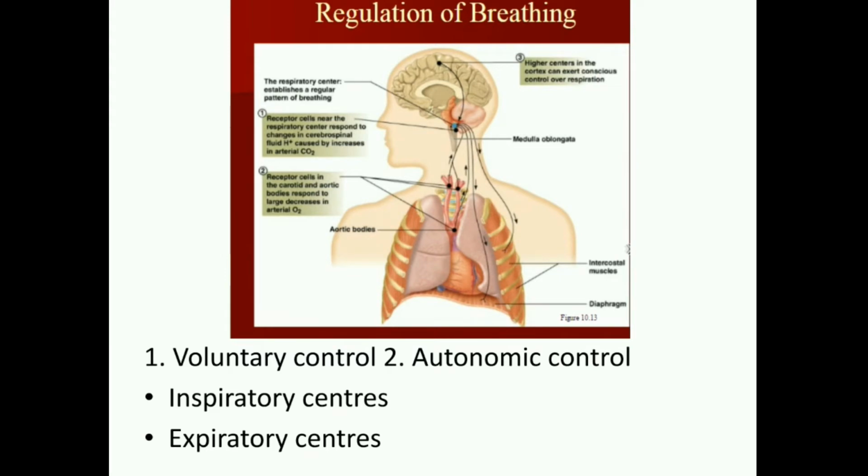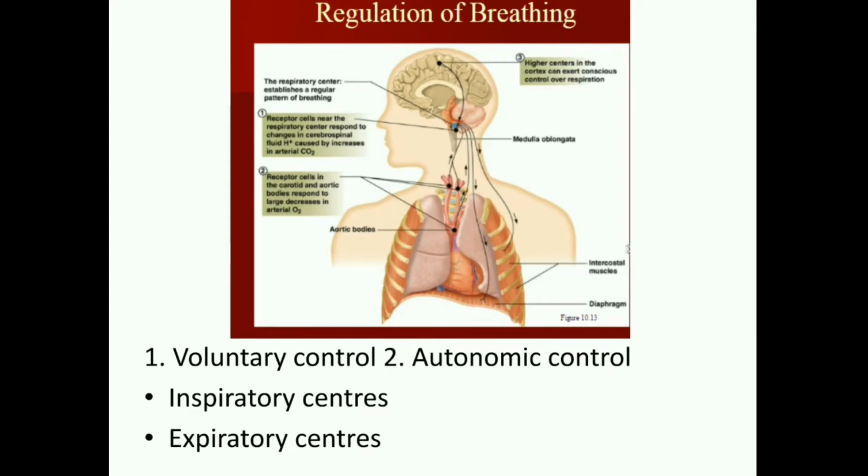Here, the autonomic control has centers situated in the medulla oblongata, and the same can be guided with the help of higher centers, which may be located in the cortex and can lead to conscious control over respiration. Generally, those respiratory centers try to establish a regular pattern of breathing, and for that, the stimulus arises from the same system, that is the lungs itself.